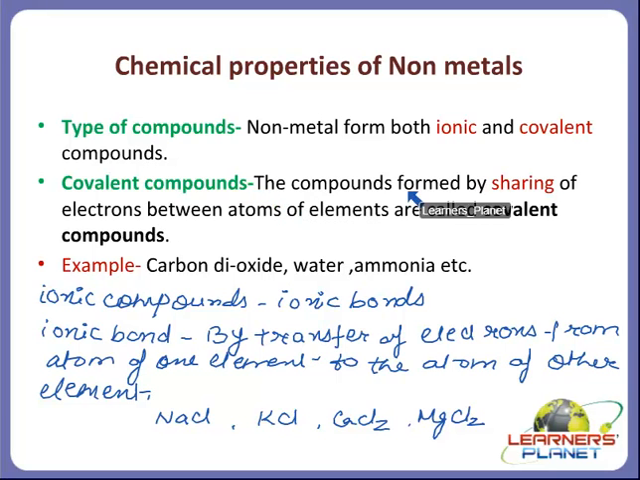A covalent bond is formed by sharing of electrons between atoms of elements, and such compounds are called covalent compounds. So it's necessary that covalent compounds have covalent bonds in them. I would like to discuss one of the compounds, let's take carbon dioxide, or let's take nitrogen or oxygen.